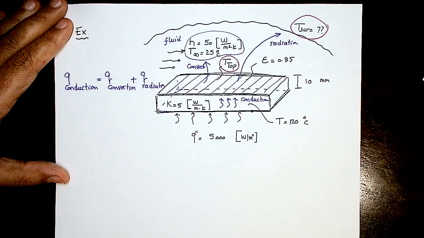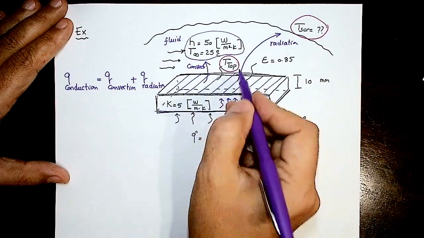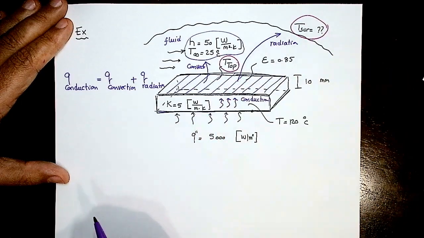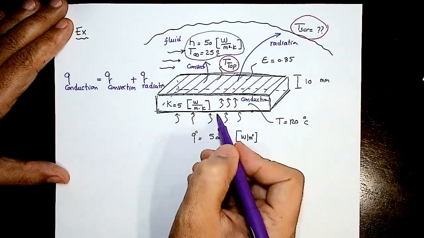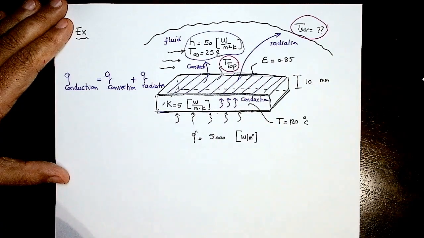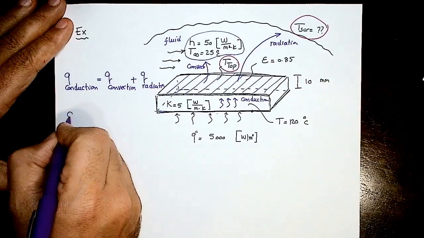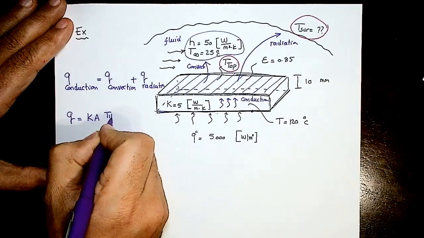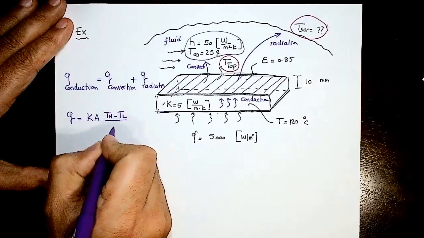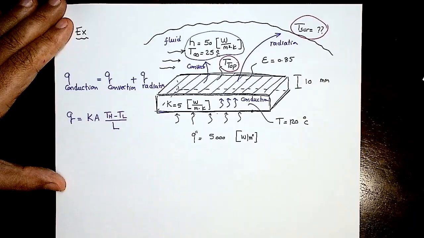Then, again, keep in mind that we need to calculate the top surface temperature and the surrounding temperature. Now, let's look to the top surface temperature. Between the bottom and the top, what do we have? We have conduction. What's the equation of the conduction? Q is equal to K A (T_H minus T_L) divided by the spacing between these two surfaces here.